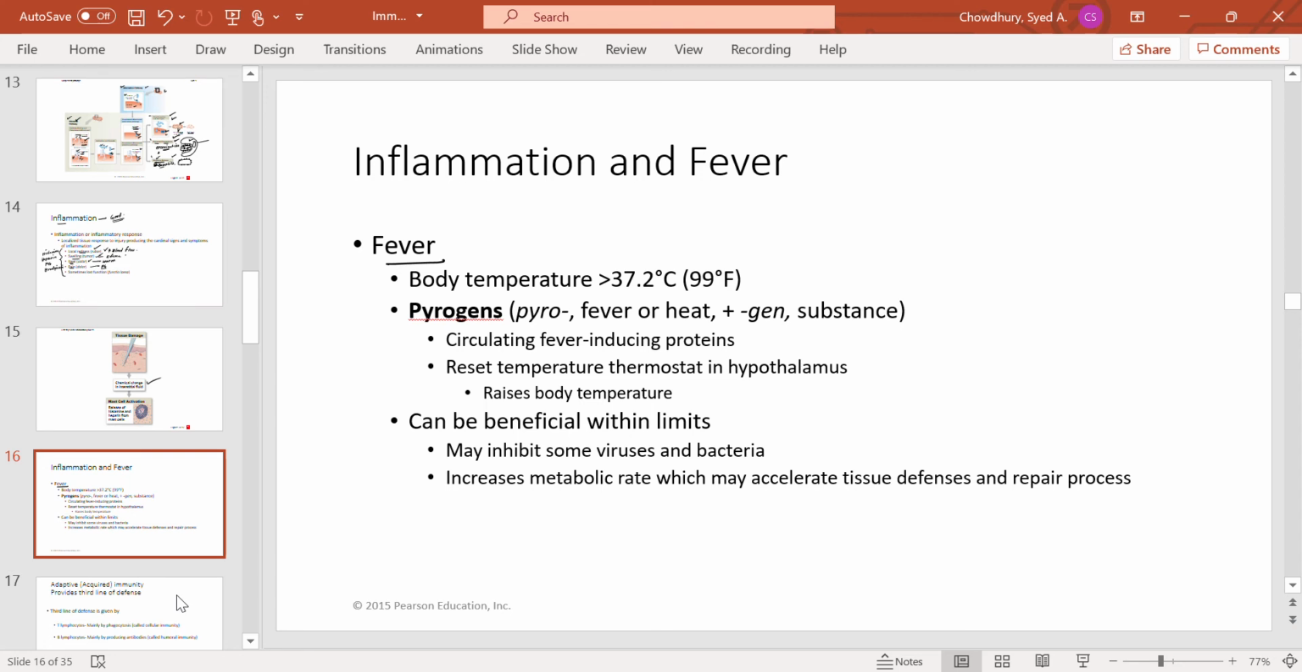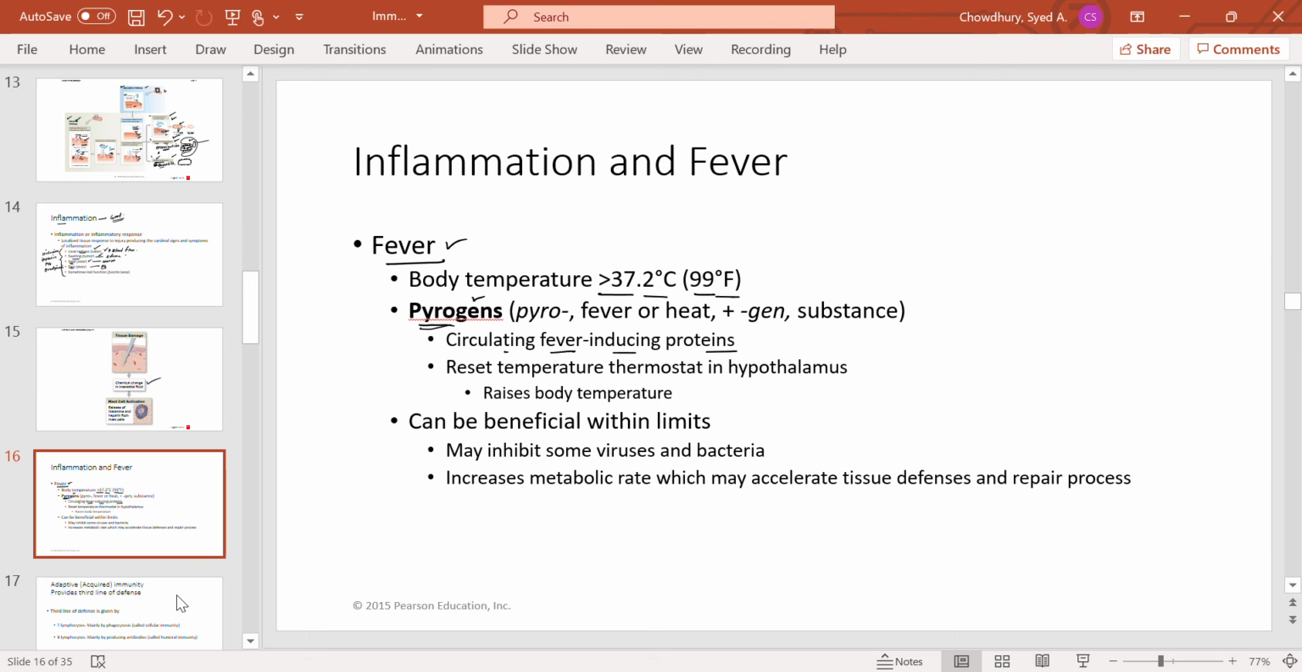When the body temperature increases above 37.2 degrees Celsius, that's 99 degrees Fahrenheit, if the temperature is above that, that is considered as fever, right? And what causes fever? Certain chemicals that are released in the body when you get infection. When an antigen enters your body, you often get fever because your body releases pyrogens. Okay, pyrogens are fever inducing proteins.